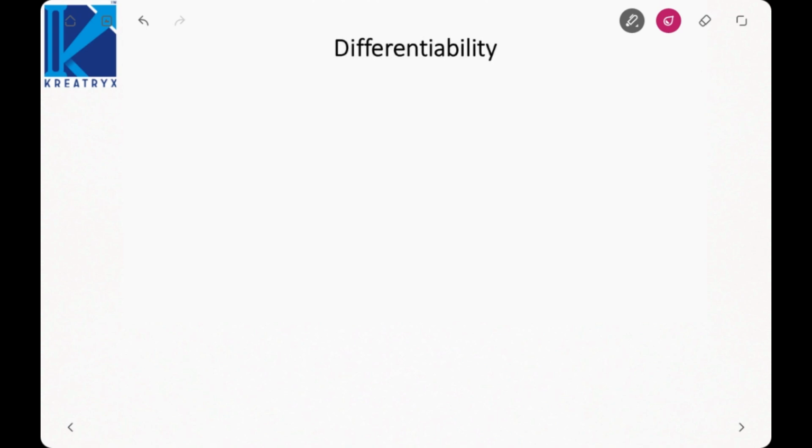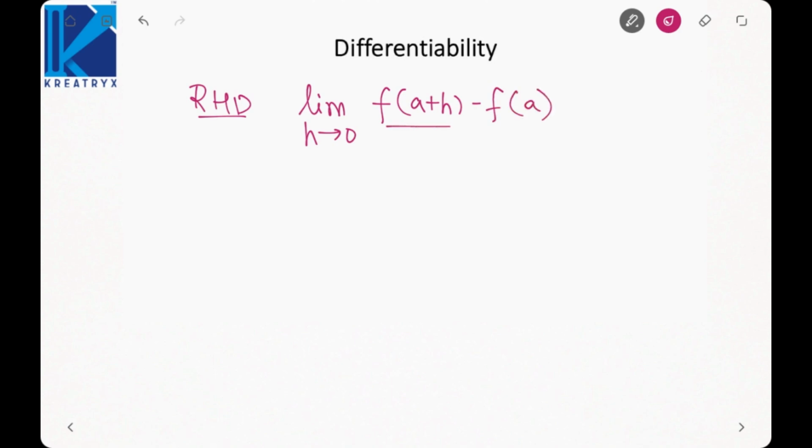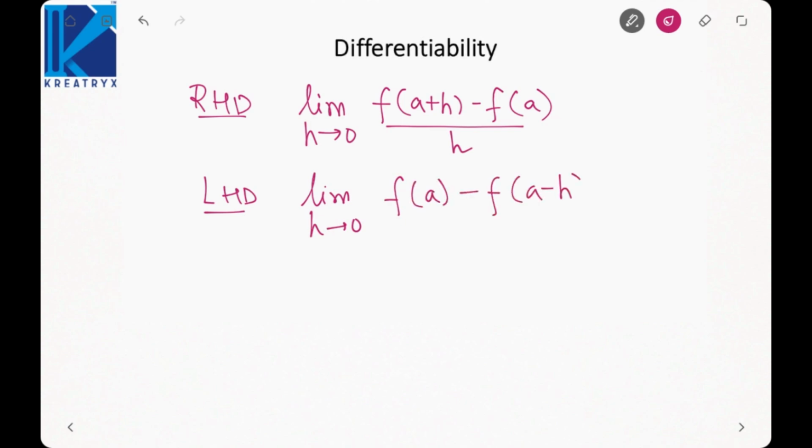Now if you use the point to the right of A, it is known as the right hand derivative, which is given as the limit as h tends to 0 of f(A plus h) minus f(A) by h. Then similarly, the left hand derivative will be given as the limit as h tends to 0 of f(A) minus f(A minus h) by h.